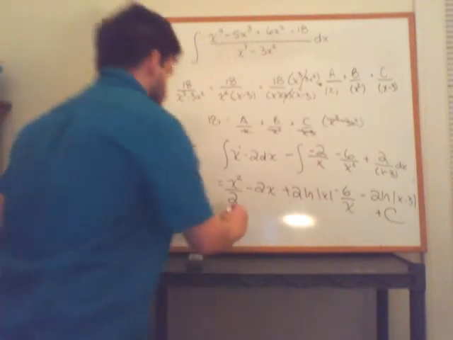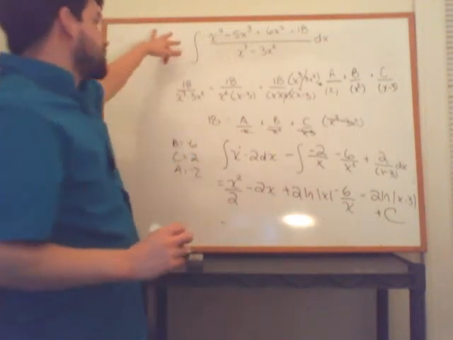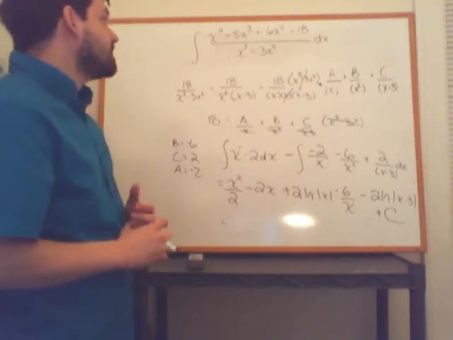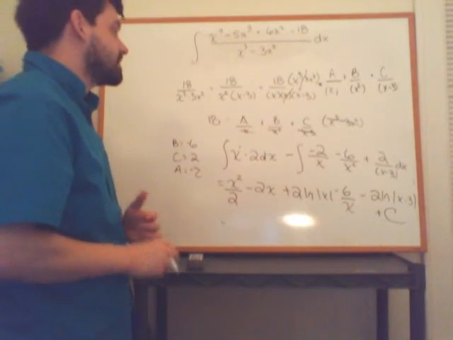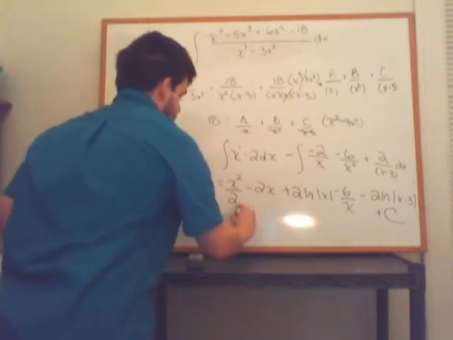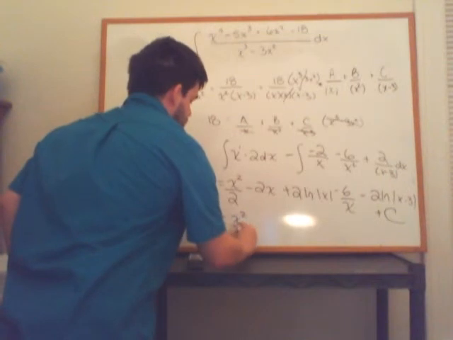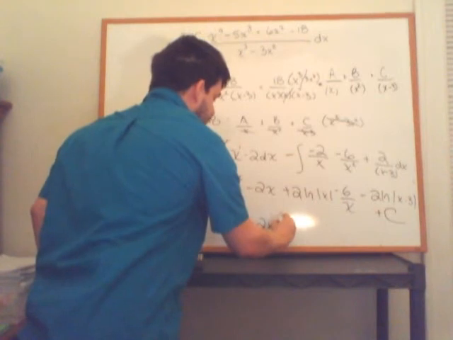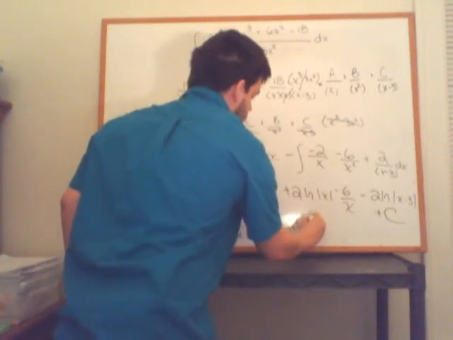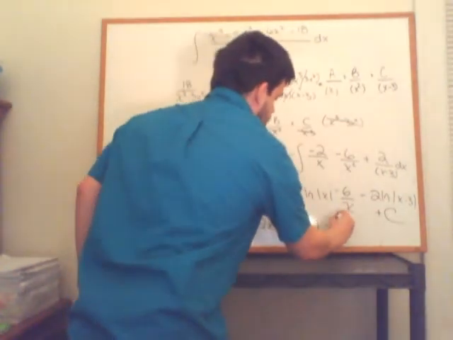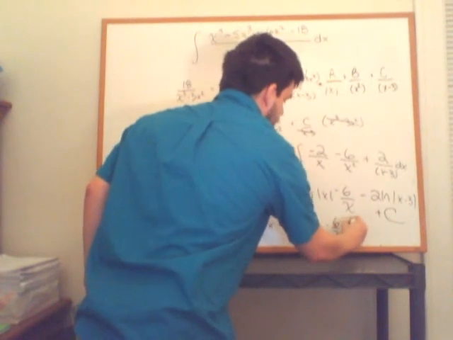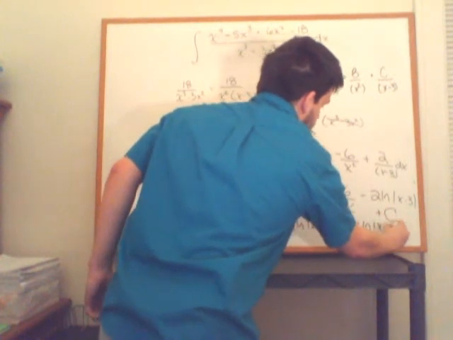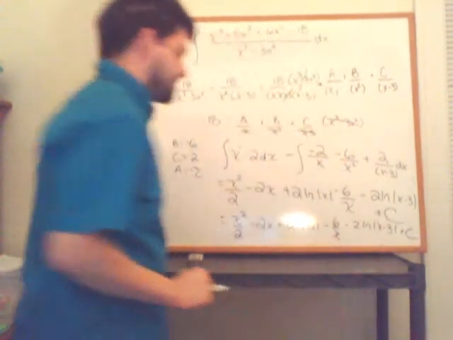So your final answer is going to be that the integral of x to the 4th minus 5x cubed plus 6x squared minus 18 over the quantity x cubed minus 3x squared dx is going to be equal to x squared over 2, or 1/2 x squared, minus 2x plus 2 natural log of x minus 6 over x minus 2 natural log of x minus 3 plus your constant of integration.